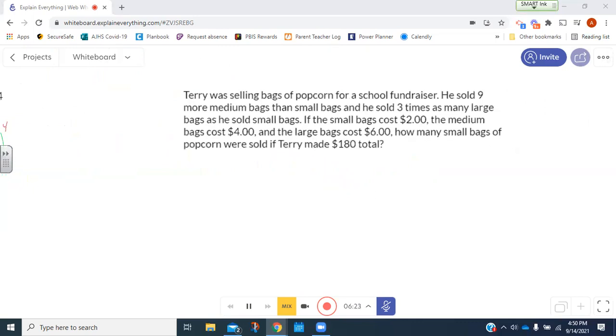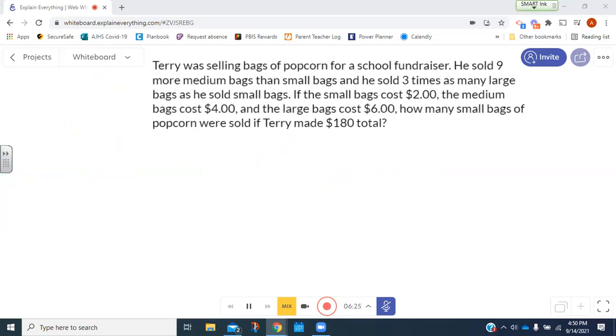Okay, our last one here is a word problem. We have to create the expression and then, of course, solve for it. So let's go ahead and do that. So this says that Terry was selling bags of popcorn for a school fundraiser. He sold 9 more medium bags than small bags, but 3 times as many large bags as small bags. If the small bag costs $2, the medium bag $4, and the large bag costs $6, right? We have to figure out how many small bags of popcorn were sold, knowing that Terry made $180 total.